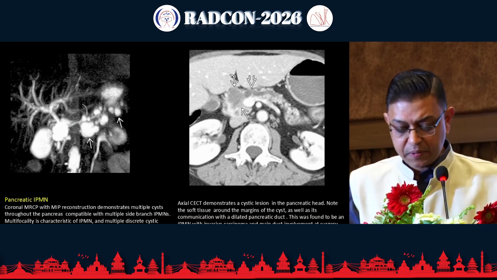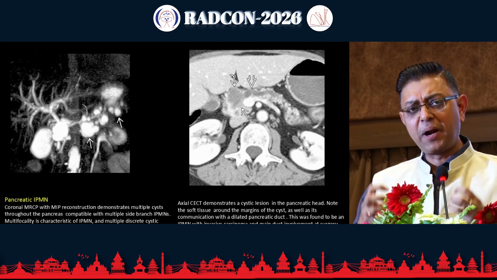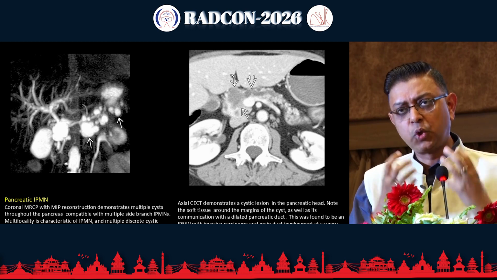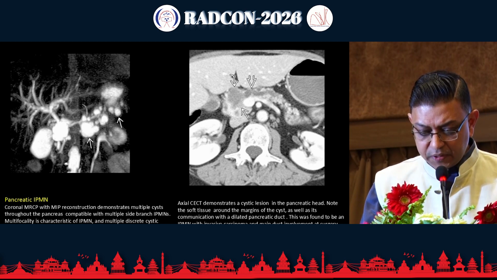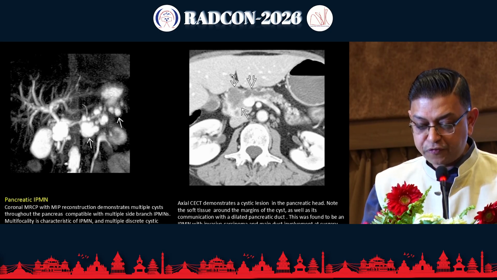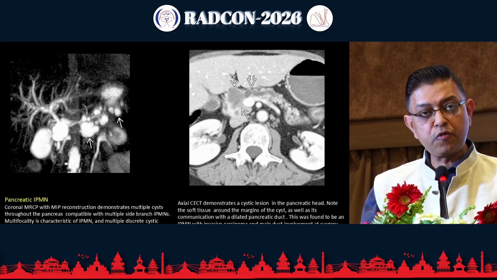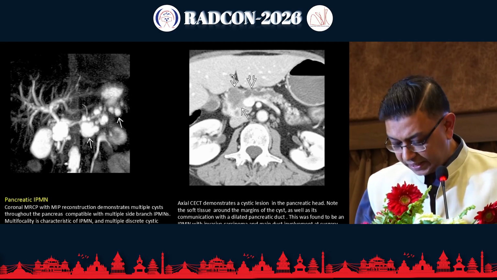A few more cases of IPMN. You can have these mixed IPMNs, where there will be multiple clusters of IPMN, both main branch and side branch, full of IPMN. You see multiple small cysts connected all over, right? And sometimes these cysts can have soft tissue around them. The moment you have soft tissue inside them or around them, again they are turning out to be malignant.